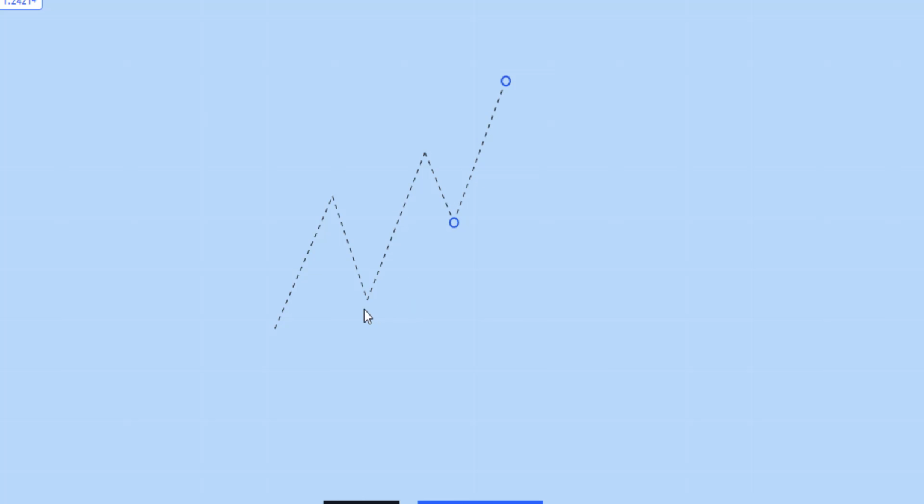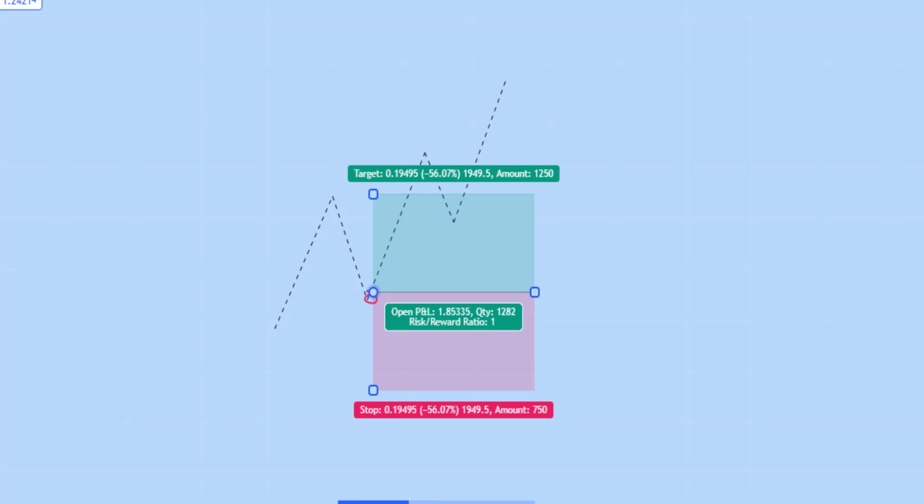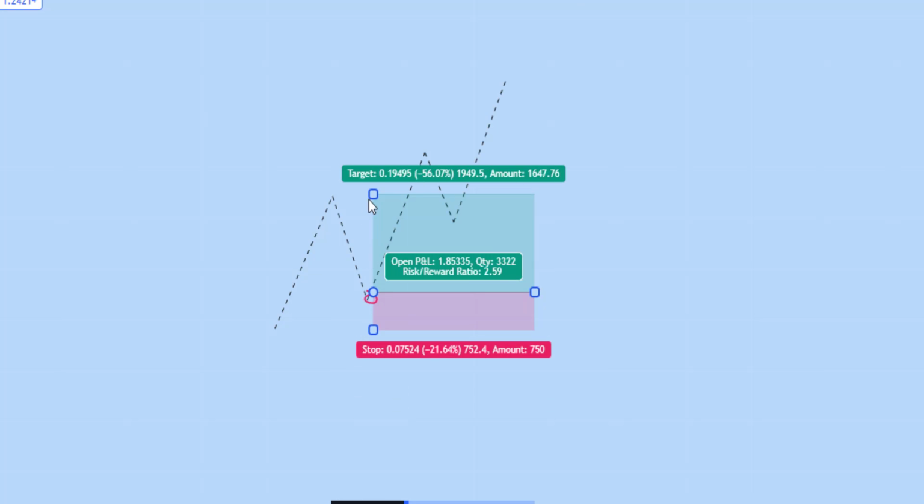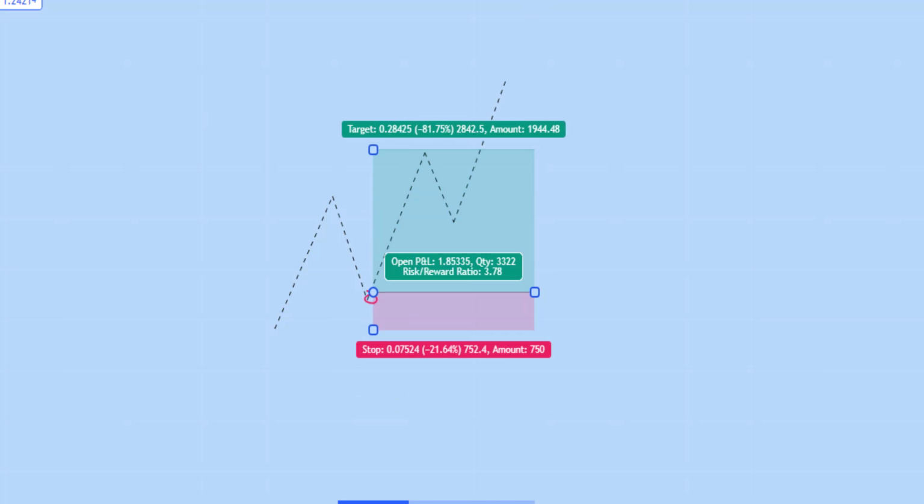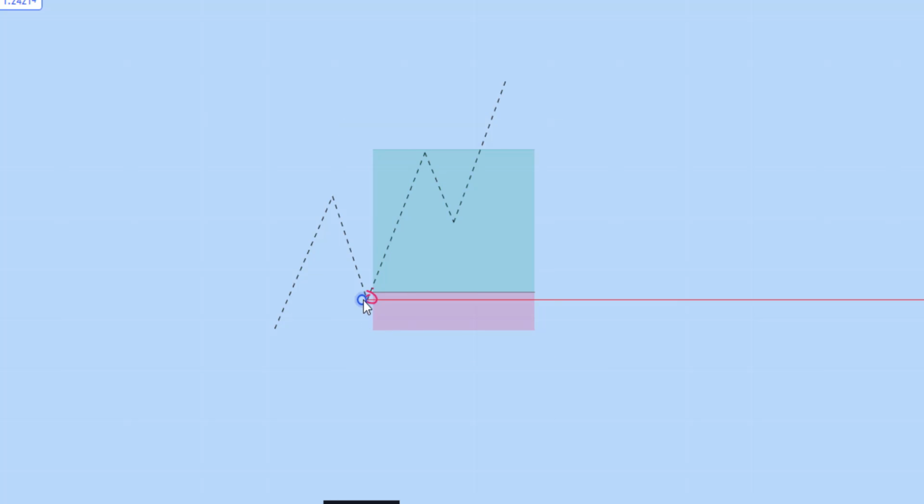So if you are buying from this area, where do you think your stop loss is going to be? Your stop loss is definitely going to be somewhere just below this place for good money management. So every single person, not only you, a lot of people are also taking that order. So all their stop losses are going to be here. So their liquidity is here.